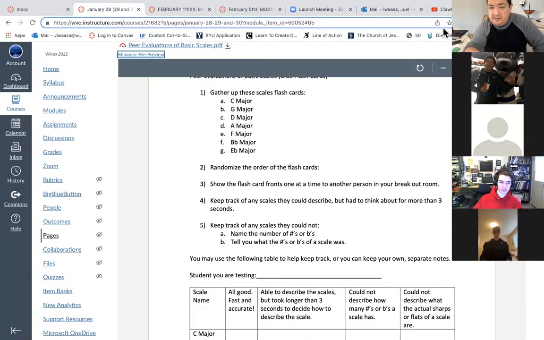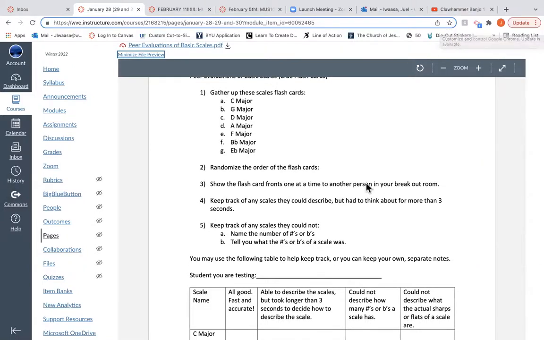I'm going to minimize this so that you can see the screen better. Okay. So if I were doing that, I'd hold up that and I'd say, what's this scale? And they would describe it for you. And that's enough. You don't have to spell every note. So let's say they found the E flat scale. You pull up the E flat scale, you show them that, and they go, E flat scale has three flats. Those flats are B flat, E flat, and A flat. Okay. So the number of flats and what they are.